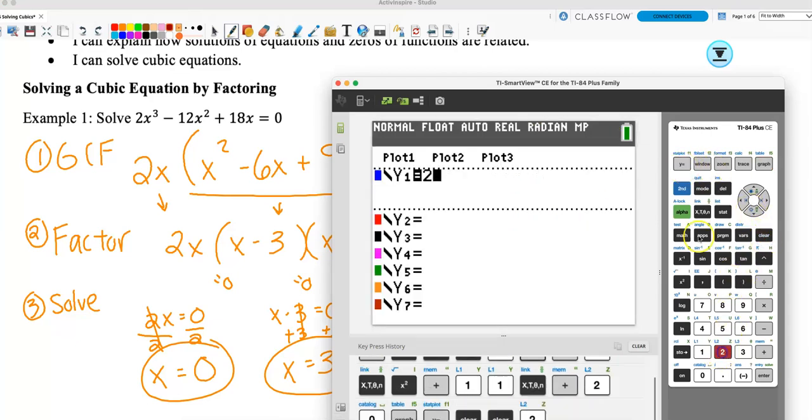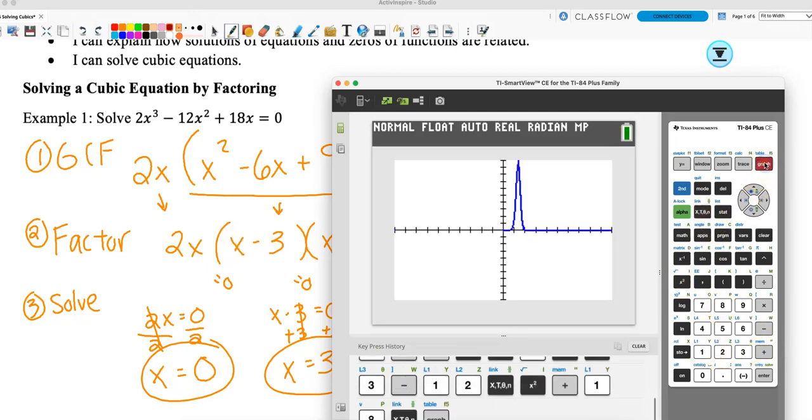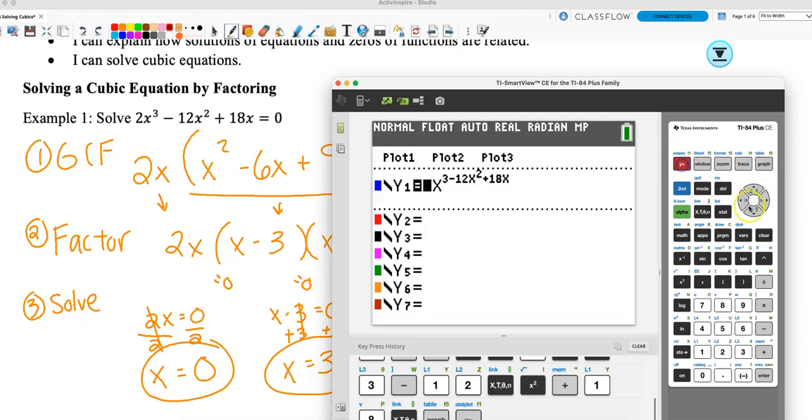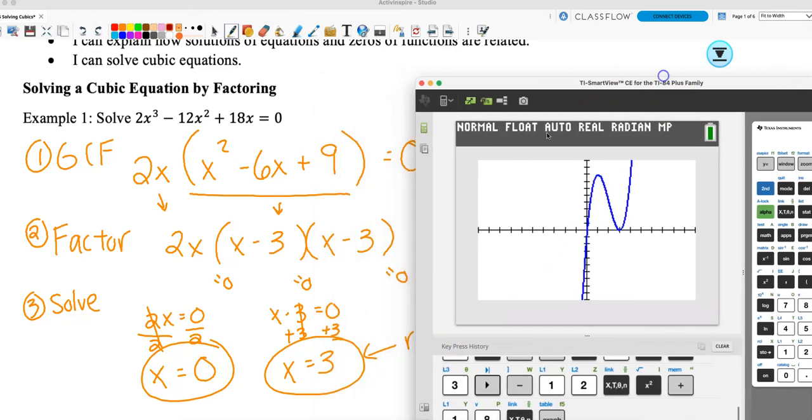Let's do that. I've got 2x cubed minus 12x squared plus 18x. If I graph that in the calculator, oh, that looks crazy. Oh, I messed up. Redo. If I graph it in the calculator, I will see it crossed at 0, so that was one answer, and then it hit at 3. Now if you'll notice, remember I got 2 positive 3 answers, and that's why it bounced at a positive 3.